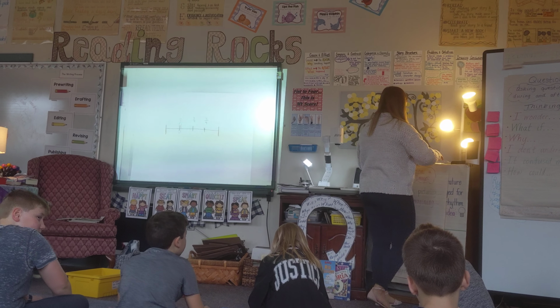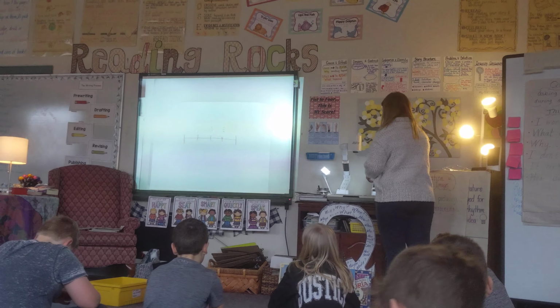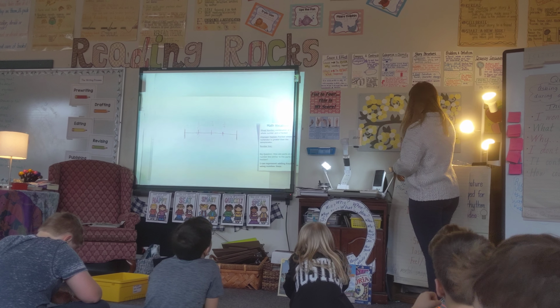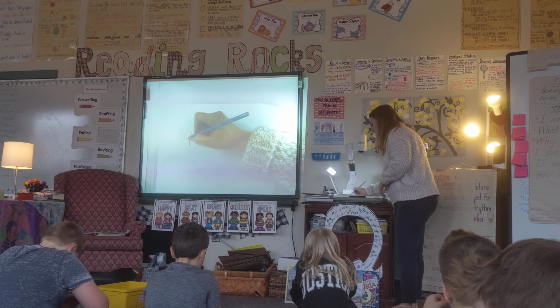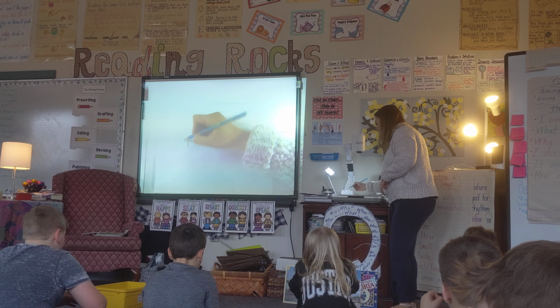Perfect. Okay. So when we're looking at this, we just made a number line, right? And we divided it up. And then obviously we need to label this. What's this? 0. And what's this? 1.